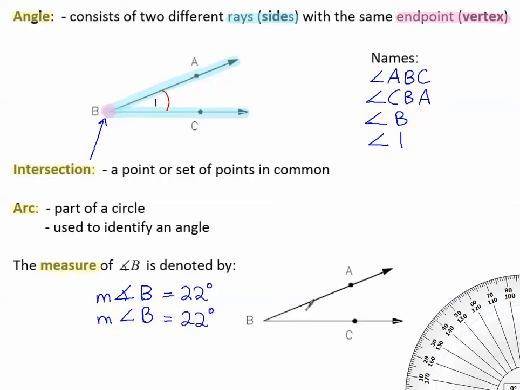If I wanted to put it in the picture, I could show with an arc that this is 22 degrees. Notice this has a degree symbol because it means the measure, whereas this does not have a degree symbol because it's just labeling the angle as angle number 1.